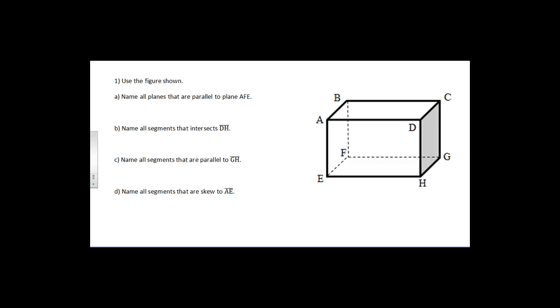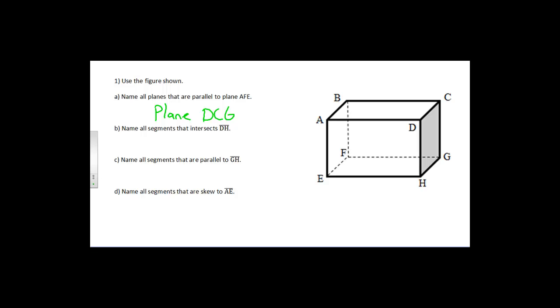We have a figure shown. It has points A through H listed on it. We want to answer the questions. Name all planes that are parallel to AFE. First thing we should do is find plane AFE. We know we can name a plane by 3 points on that plane. So plane AFE is the left side over here. The one that would be parallel to that would be the one that never intersects it, so the one over here on the right. We have 4 choices for points on that plane. I can just choose 3 of them to name that plane. I'll call it plane DCG.